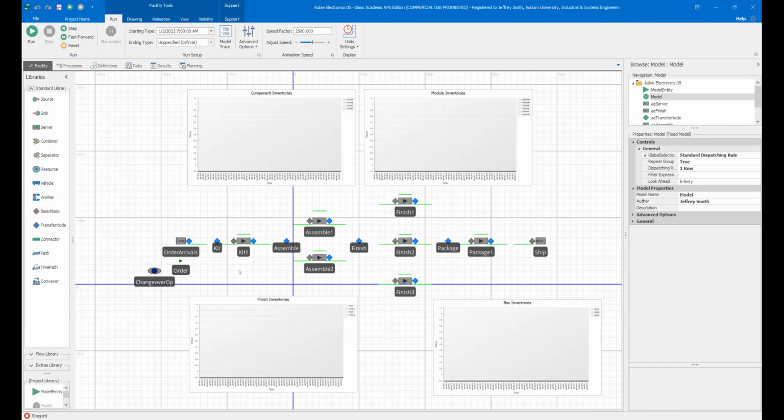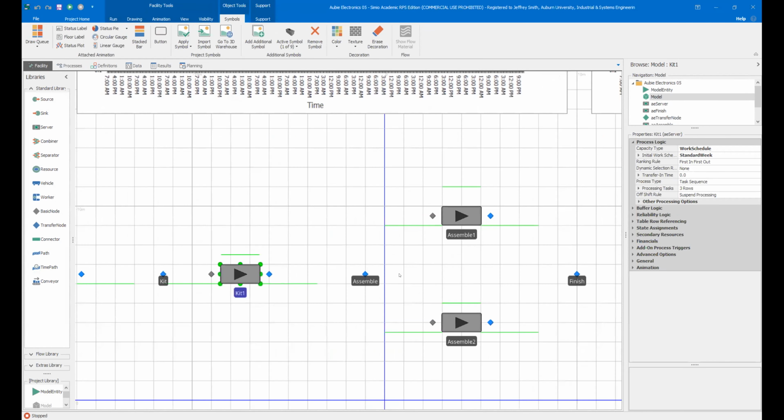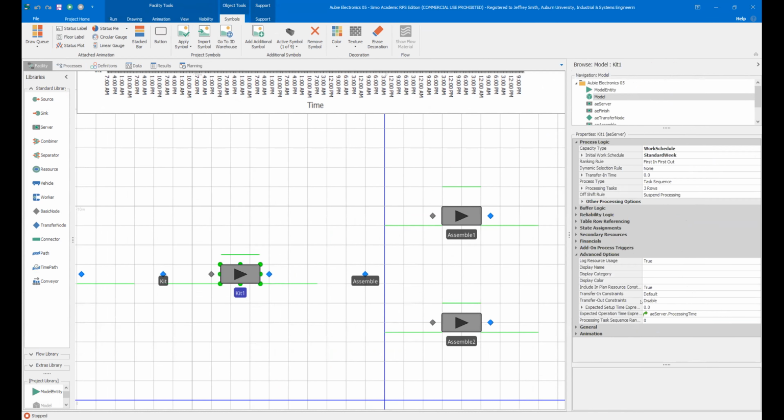So if I go and look at a server or a server derived object like our AE servers here, one of the things that we have in this advanced option is this expected operation time. So you have an expected operation time property expression that you use if you have a dynamic dispatching rule where you do something like shortest processing time or longest processing time or critical ratio or something, one of the metrics that requires the processing time. This is where they get it. And the default here is server dot processing time.